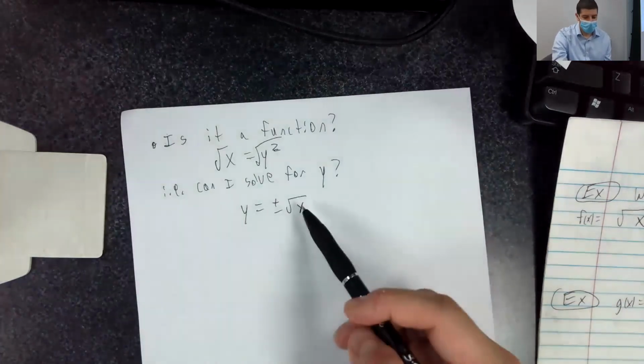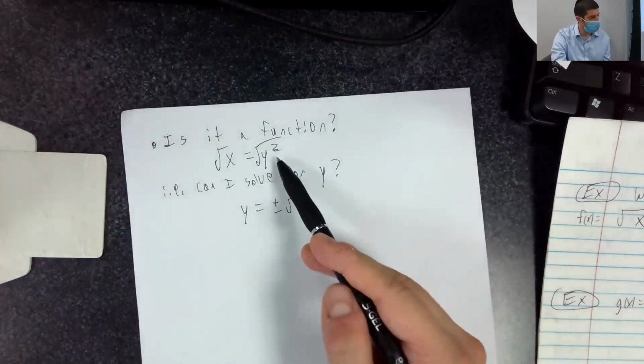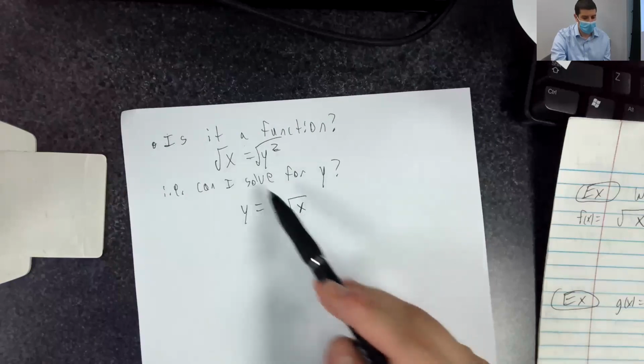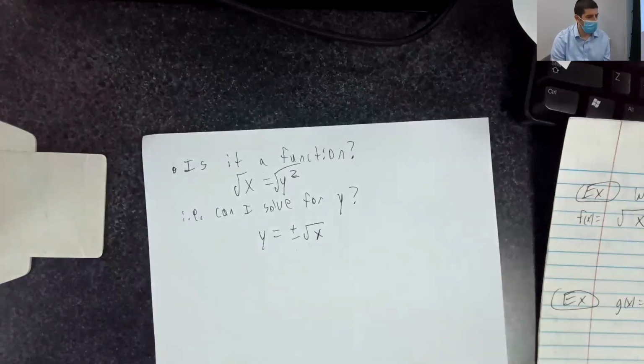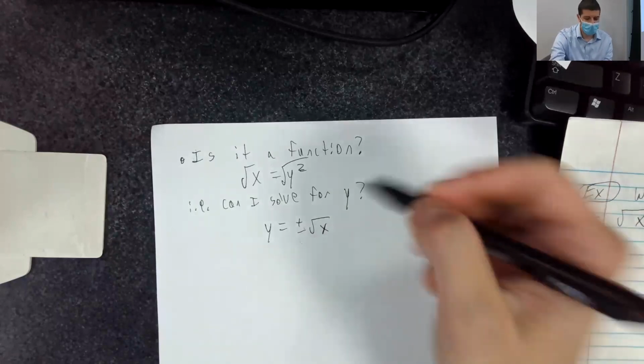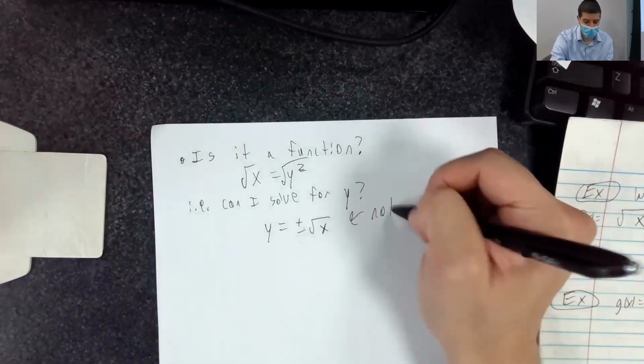Because put in negative radical x, you square it, you get x. Put in positive radical x, you square it, you get x. So the radicals will be plus or minus, and a function means I can only get one output, and this is giving me multiple outputs. Right, so the answer is no, not a function.